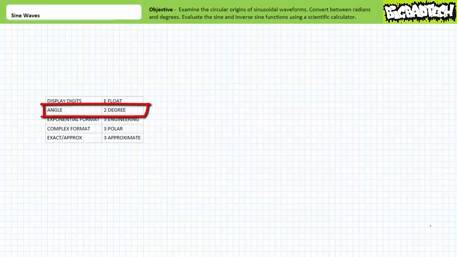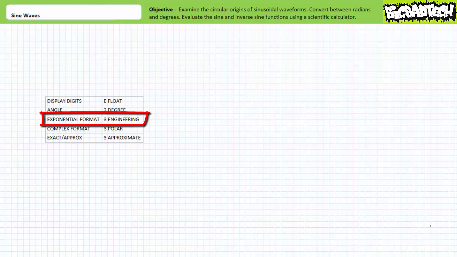Walk down to angle using the down arrow key and then press right arrow to access the menu. Walk down the list with a down arrow key. The option I'll choose is 2, degree. Press enter to save this option. This entry is essential for this topic.